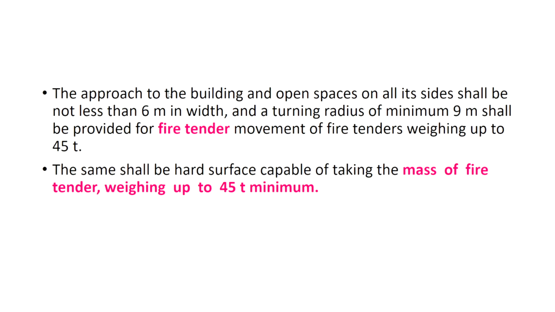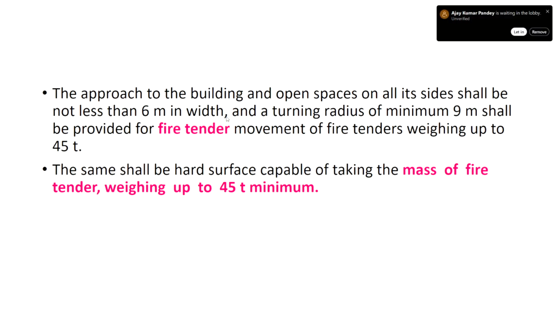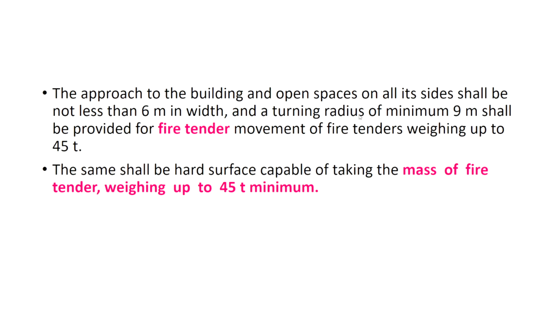Very important, this provision. I am reading this: the approach to the building and open spaces on all its sides. Just imagine, suppose there is one building. We have to have open spaces on and around the building itself, not less than 6 meters in width, and a turning radius has to be minimum 9 meters. Why is it required? Because there should be a provision for fire tender movement on and around the entire building area.